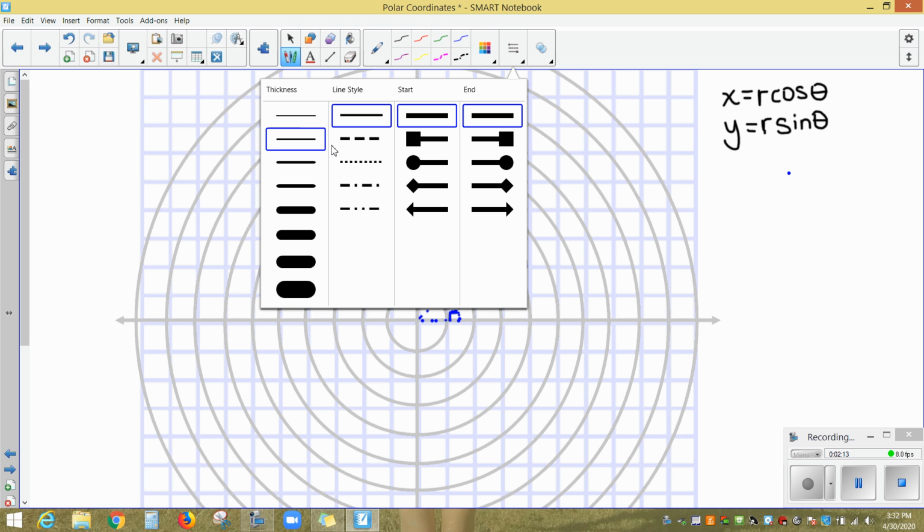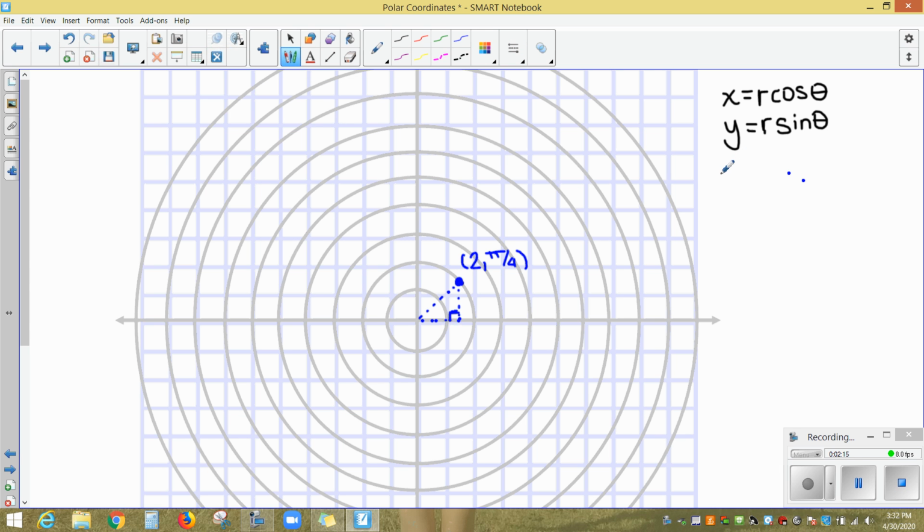So if I'm looking at my polar coordinate, 2, straight line 2 from the pole, and pi over 4 for my angle with the polar axis, x is 2 times cosine pi over 4, which is 2 times the square root of 2 over 2, which is just square root of 2. So not quite 1.5, but close.